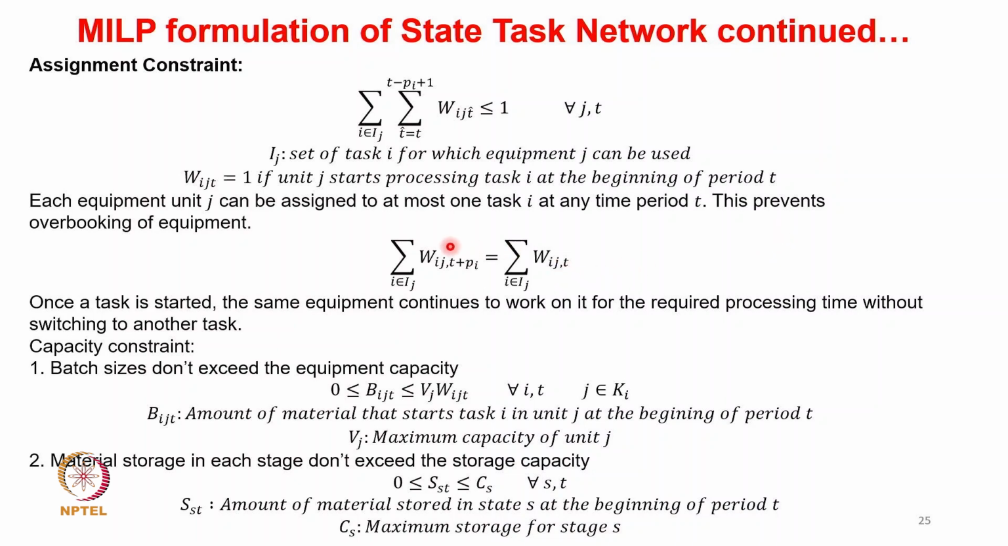The next is the sequence constraint. The sum of Wij at T plus P is equal to the sum of Wij at T. This essentially means that once a task is started, the same equipment continues to work for the required processing time without switching to another task. You can't break an operation. So heating is done continuously until the entire operation is completed.